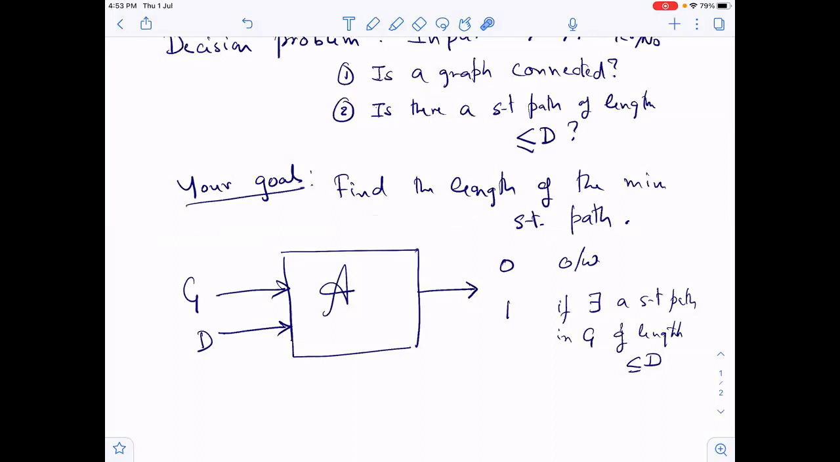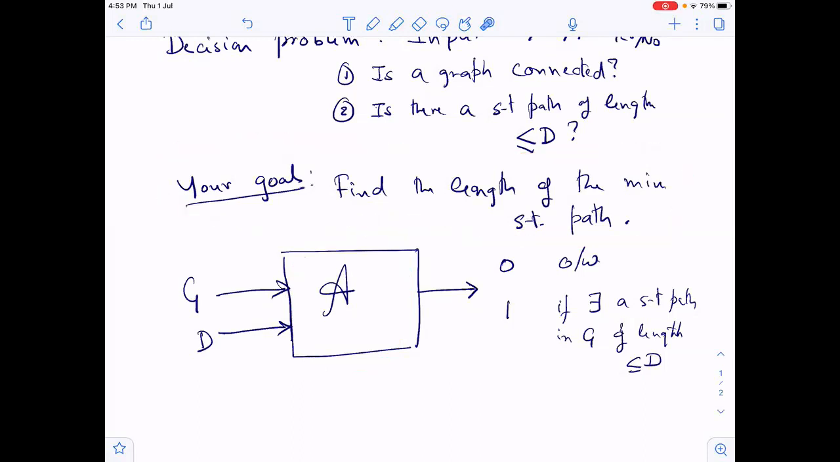But I can give you a much more generic thing. Okay, so forget that you don't have an algorithm. So this is a kind of magical algorithm. Okay, it does it very quickly. Can you use this algorithm to solve your problem?